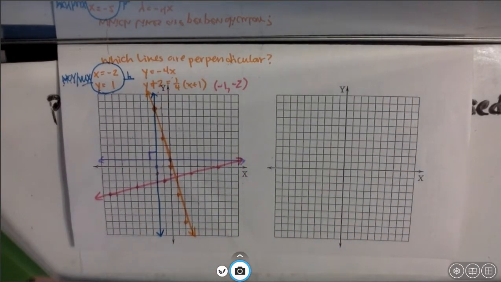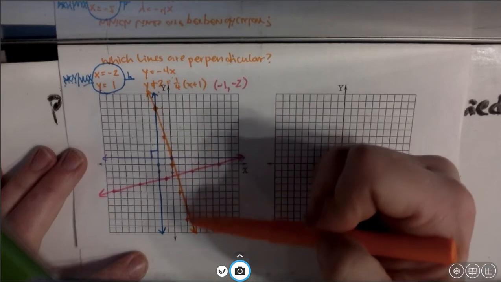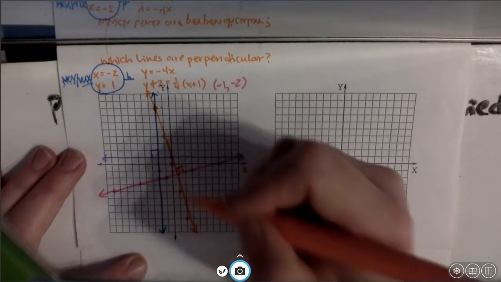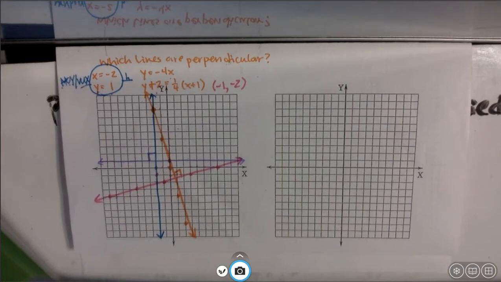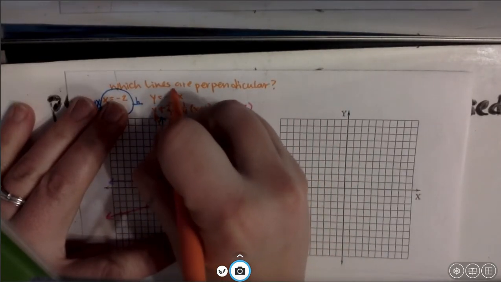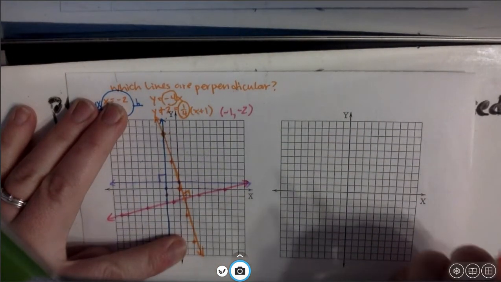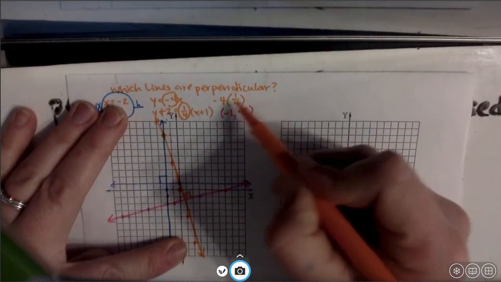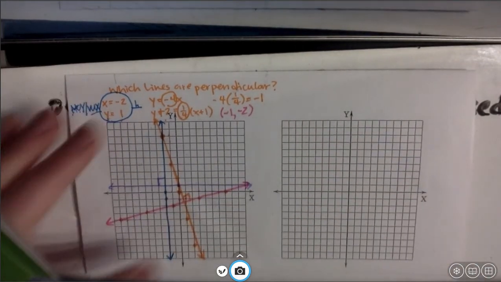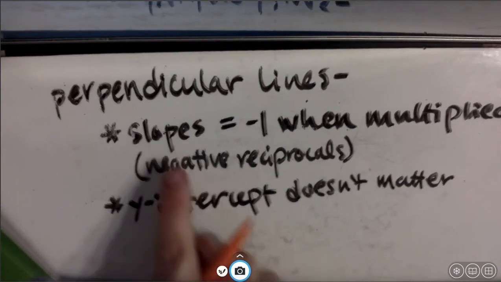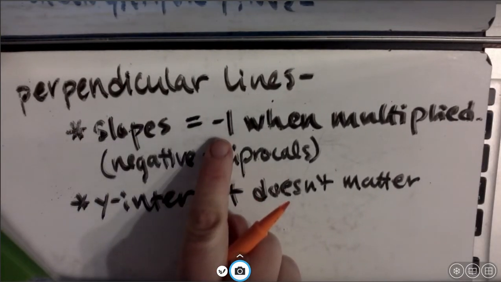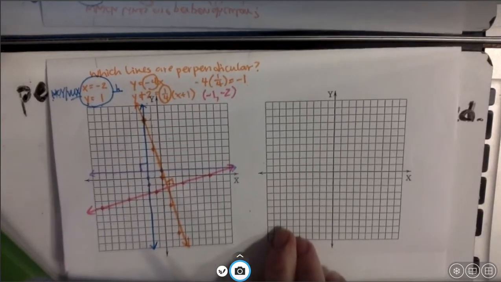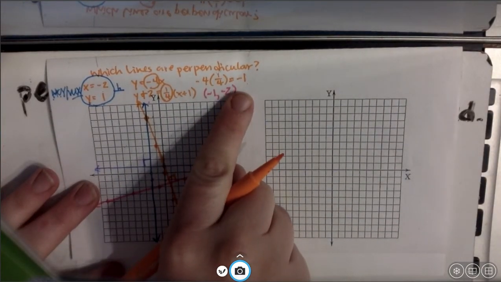As I graph that line, if I look at that orange line versus the pink line, and remember my orange line is a little fudged, I kind of screwed it up down here, it clearly has that right angle. If we also wanted to really dissect the slopes, we have -4 versus 1/4. If we took that -4 and multiplied it by 1/4, 1/4 of -4 is -1. So based on this first concept, slopes equal -1 when multiplied. I just multiplied the slopes together and I got -1.